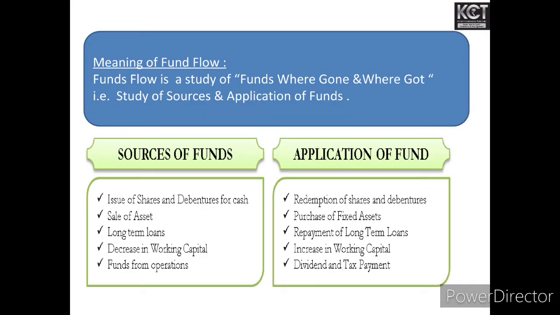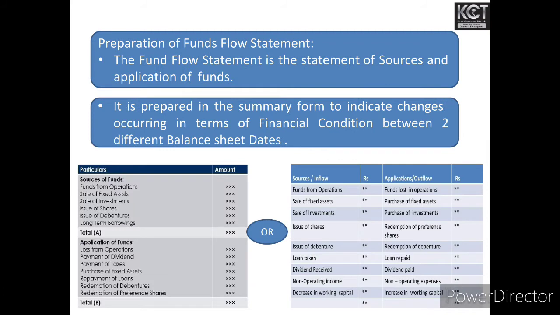Next, let us study the meaning of fund flow. Fund flow is a study of where funds went and where they came from. That is, a study of sources and application of funds. Sources of funds may be issue of shares and debentures, sale of assets, long-term loans, decrease in working capital, and funds from operations, etc. Whereas application of funds may be redemption of shares and debentures, purchase of fixed assets, repayment of long-term loans, increase in working capital, and dividend and tax payment.